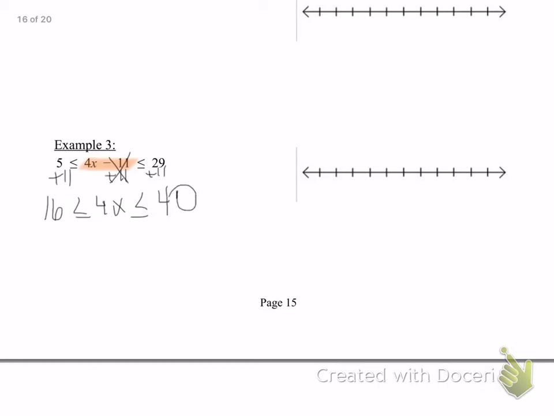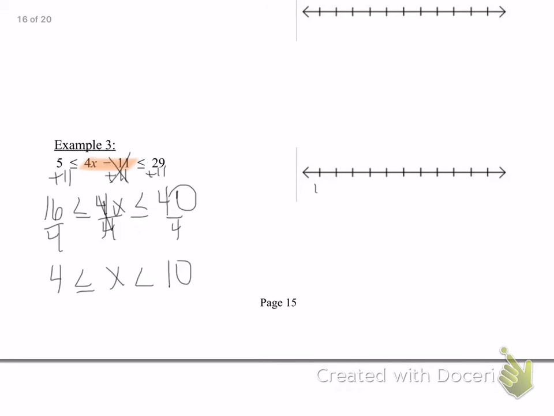So we have to isolate our variable. So divide each part by 4. Those will cancel out. So we have 4. Left over in the middle, you just have your x. And then 10. So let's graph that one on the number line.